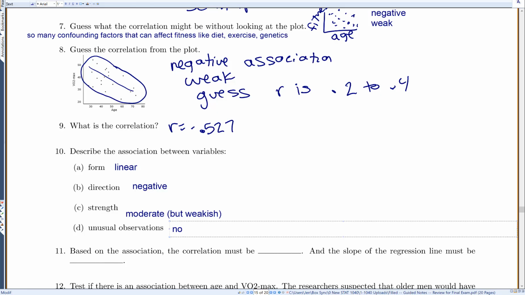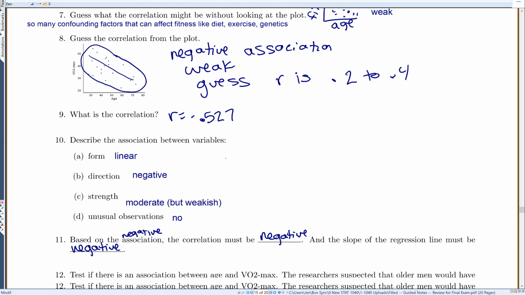Okay. Now, just based on the association, which is negative, the correlation would also have to be negative. And the slope of the regression line must be negative. We know that those three things always match in sign. So if we have a positive association, then the correlation and slope are positive. Or if we have no association, then our correlation and slope would both be 0. Or if one's negative, then all the rest are going to be negative.